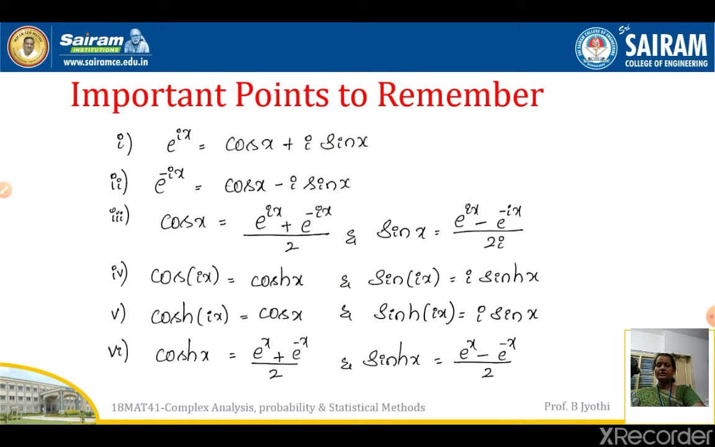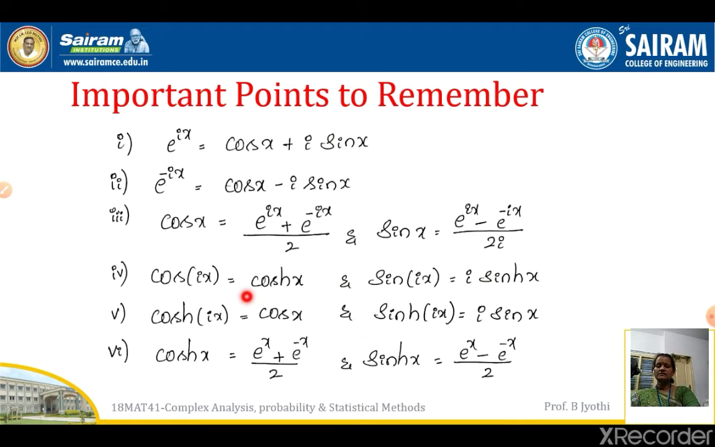Some of the important points to remember here. The first point is e power ix equals cos x plus i sin x, and e power minus ix is cos x minus i sin x, and cos x is e power ix plus e power minus ix by 2, sin x is e power ix minus e power minus ix by 2i, and these two results can be obtained by adding the first result and the second result, we get cos x. When we subtract the first result and second result, we will get sin x.